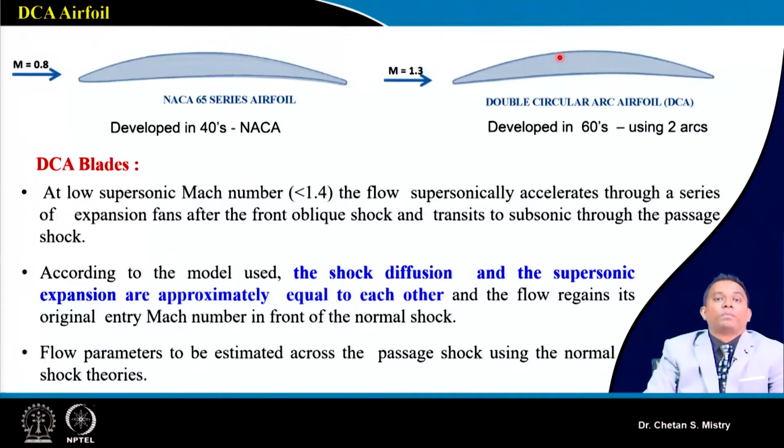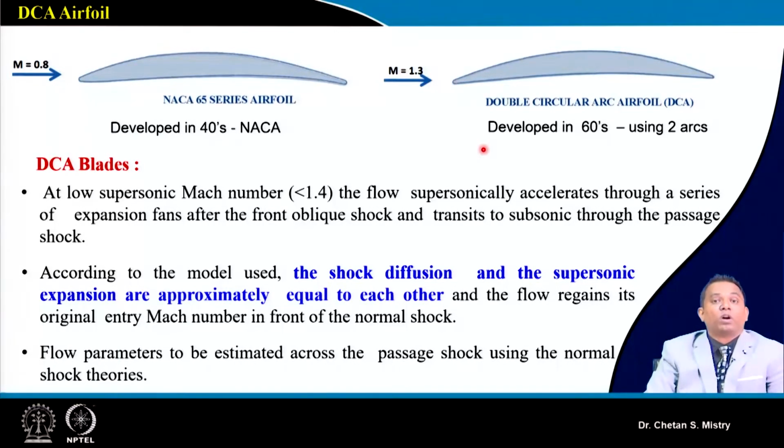So especially for double circular arc, we can say we are having two types of diffusion. One is supersonic diffusion, second we can say is subsonic diffusion. So it says mostly for low supersonic Mach number of the order of 1.4, my flow will be supersonically accelerated through a series of expansion fans. Then we will have a normal shock, and then the flow will be subjected to subsonic flow. According to the method we use, the shock diffusion and supersonic expansion are approximately the same.